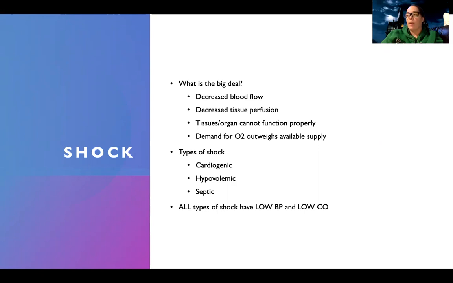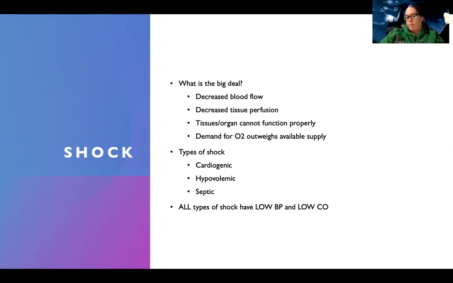And decreased blood flow means decreased tissue perfusion, which means my tissues and my other organs cannot function the way that they're supposed to. The demand that my body has for oxygen outweighs the supply. So there's a mismatch of how much oxygen I have available versus how much I need in that current moment. There are three main types that you're going to start out learning about: cardiogenic, hypovolemic, and septic. We're going to break each of those down individually.